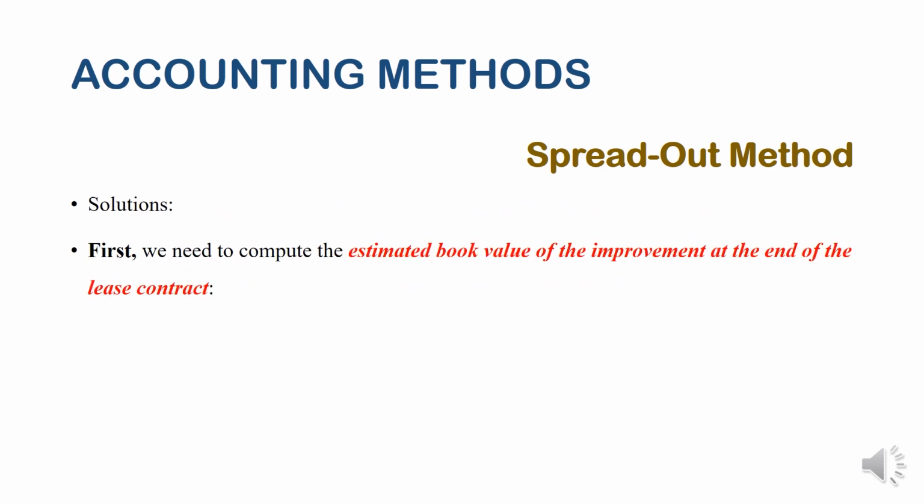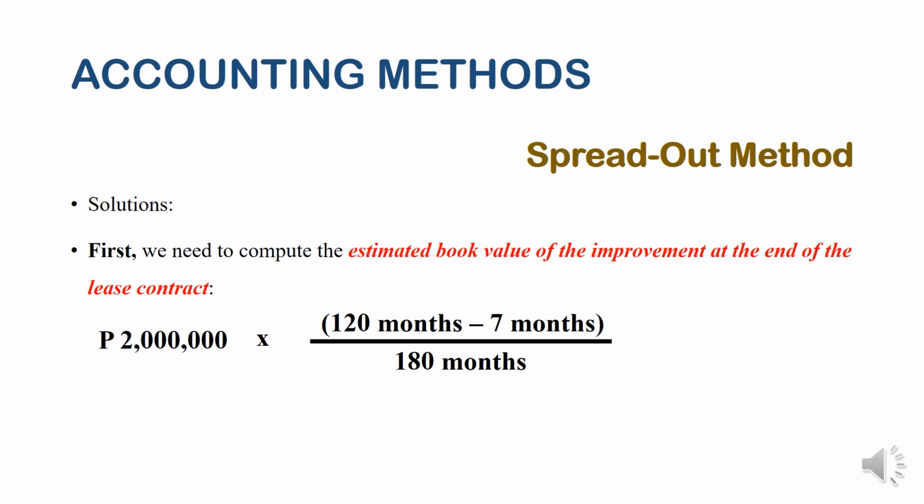So first, we need to compute the estimated book value of the improvement at the end of the lease contract. Take note, it's the estimated book value of the improvement at the end of the lease contract. So, if the cost of the improvement was 2 million, then we will multiply by 120 minus 7 months over 180 months. So what is this 120 minus 7?